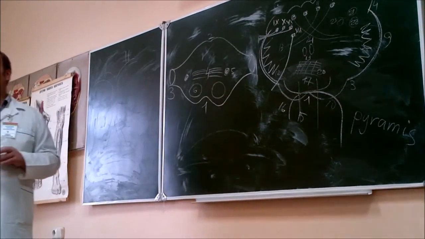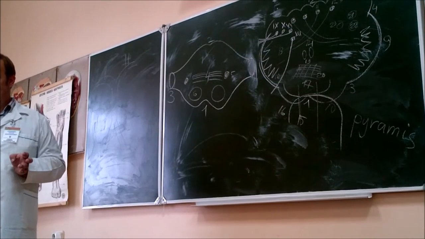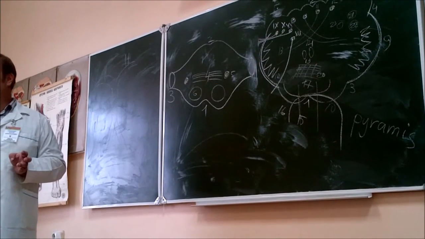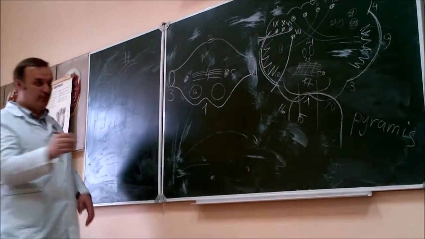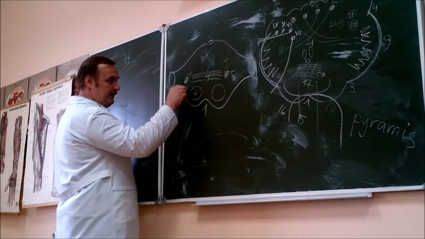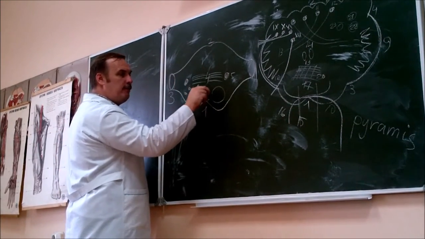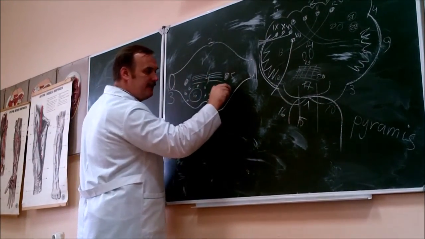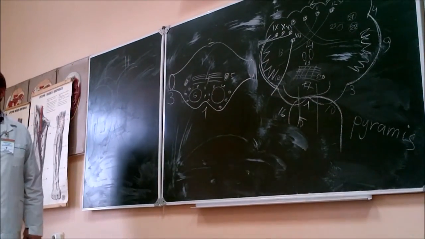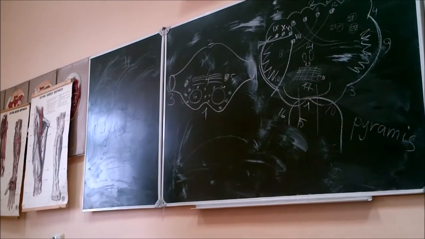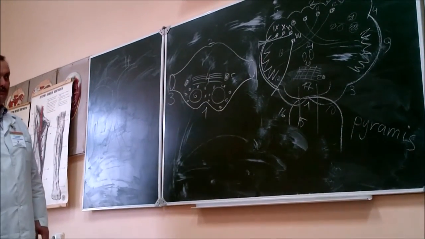Are these pyramidal tracts white or gray matter? This is white matter. And gray matter near this tract: a lot of small nuclei of the pons, named nuclei pontis.